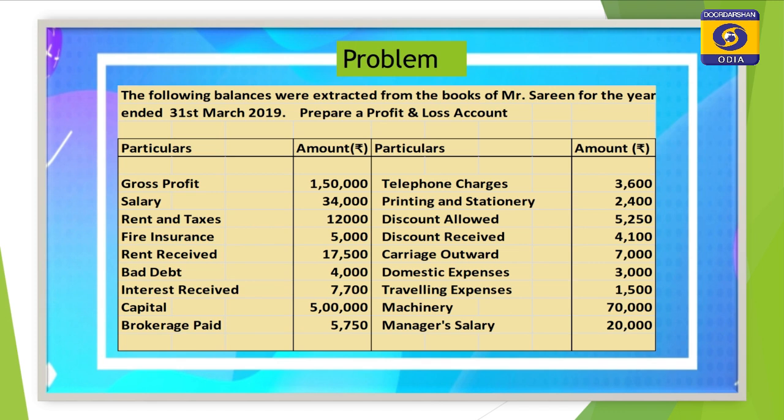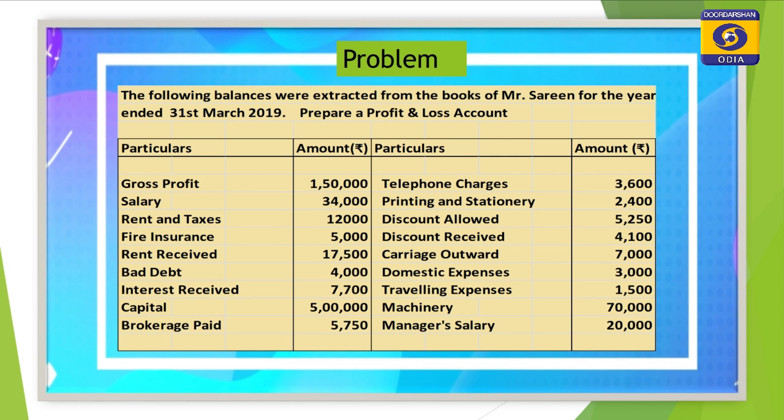We have been provided with gross profit of rupees 1,50,000, salary 34,000, rents and taxes rupees 12,000, fire insurance rupees 5,000, rent received rupees 17,500, bad debt rupees 4,000, interest received rupees 7,700, capital rupees 5 lakhs, brokerage paid rupees 5,750.